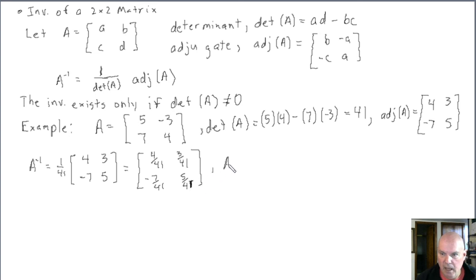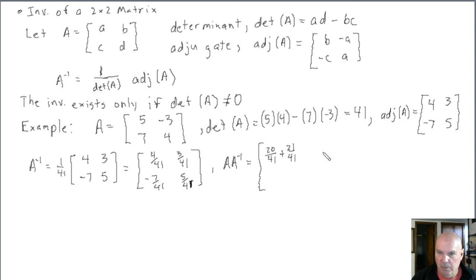Let's take a look at the A times A inverse product. Now, if we've truly found the inverse, this should be equal to the identity matrix. So I'll take the first row of A times the first column of A inverse to get the upper left element. So that's 5 times 4 in the numerator, 20 over 41, minus 3 times a negative, so that's actually going to be plus 21 over 41. And that's going to give us 41 over 41, or equal to 1, so that looks good.